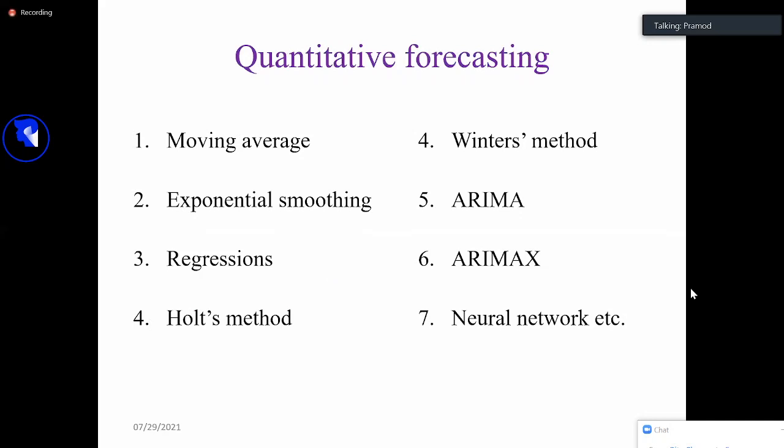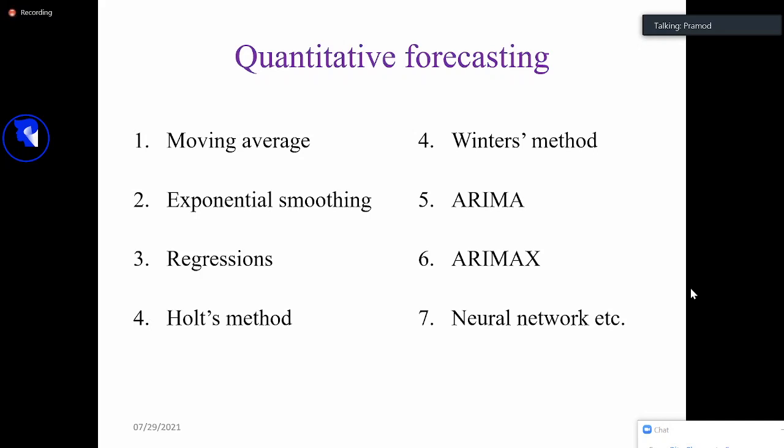People who are starting can start from the moving average. It's a very simple method. Then comes exponential smoothing, which is also a relatively simple method. Then comes regression. Everybody is familiar with it. Then Holt's and Winters method, a little standard. Then ARIMA, the auto-regressive integrated moving average method, and the same with exogenous variables. Then we have several types of neural networks. Then several other things.